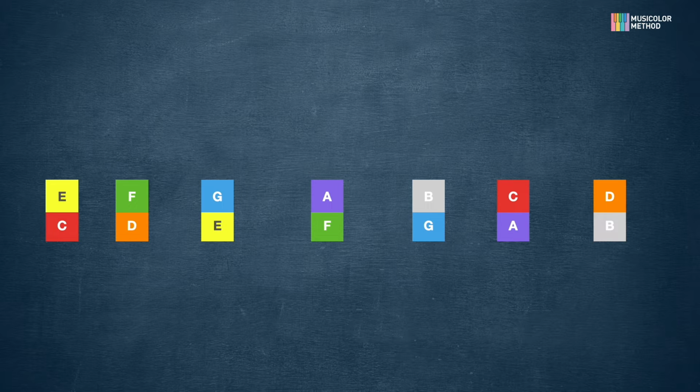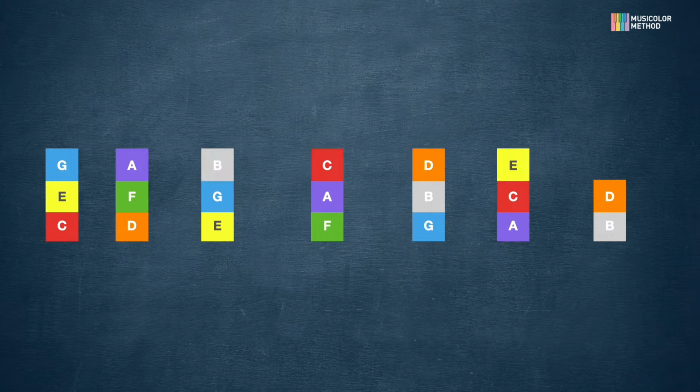But then if we build another third on top, look what happens. It's a full 3-note chord, right? Those all sound very nice because they're built on thirds. Thirds are the building blocks of chords. So you can see a chord is really a stack of thirds.